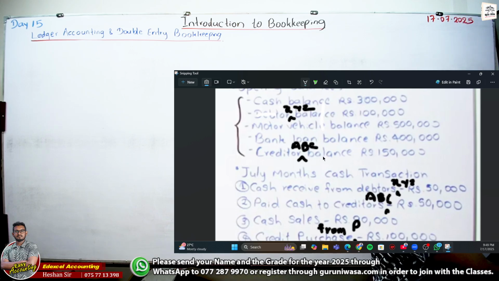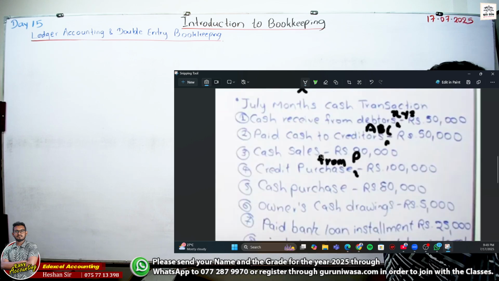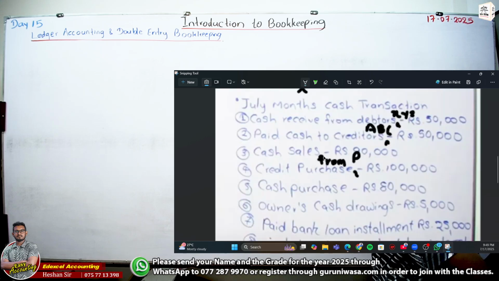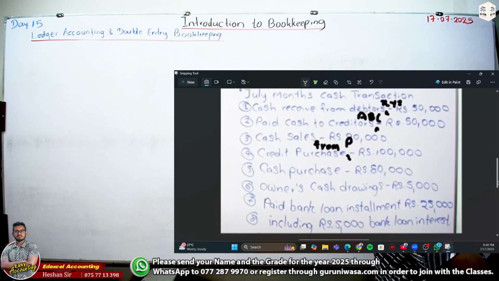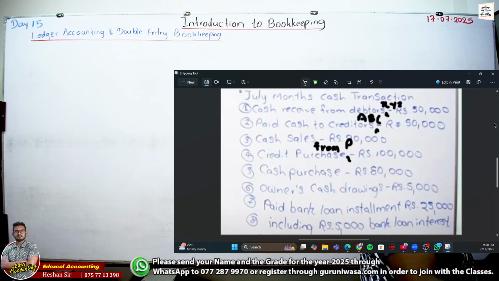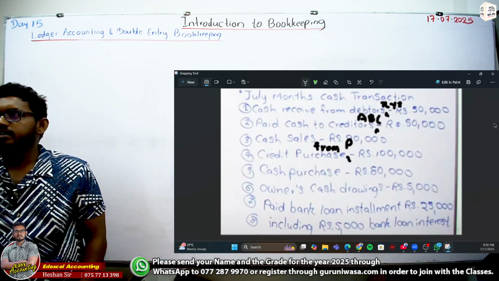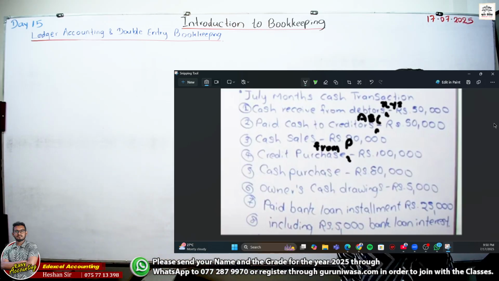Is it clear to you? Now, July month transaction. These are the July month transactions. Write cash received from debtor XYZ, cash paid to creditor ABC, cash sales, credit purchase from P, just P. The business name is P.